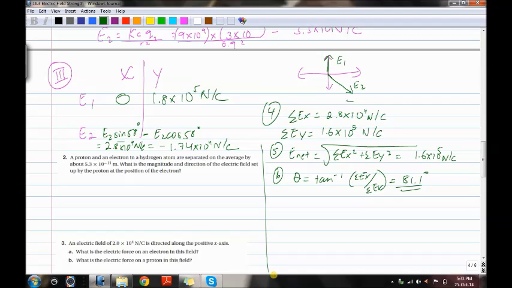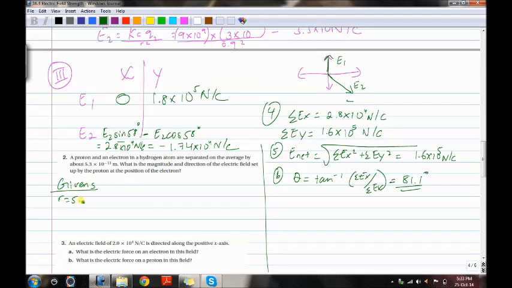Now that's it for the first question. Now moving on to the second question. A proton and an electron in a hydrogen atom are separated on the average by about 5.3 times 10 to the power of negative 11 meters. What is the magnitude and direction of the electric field set up by the proton at the position of the electron? So let's take out the givens.